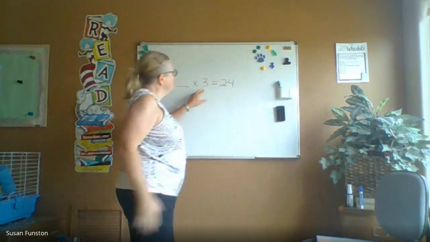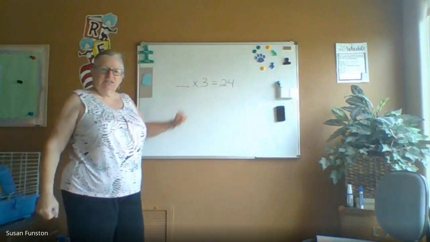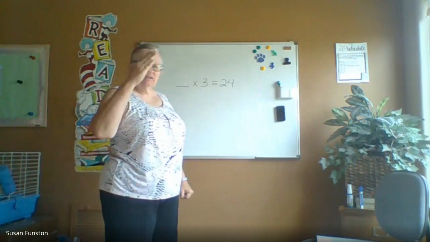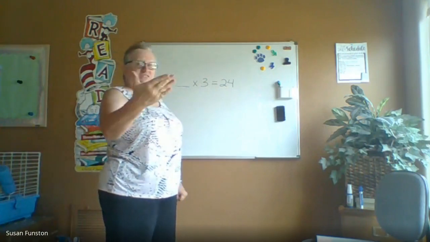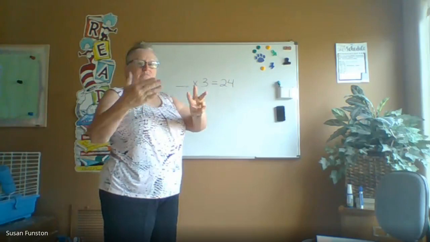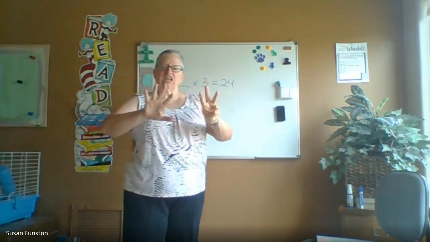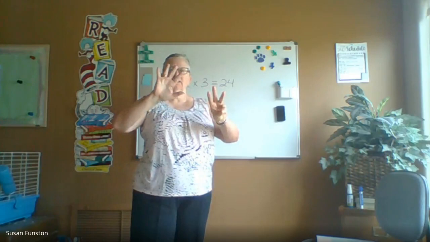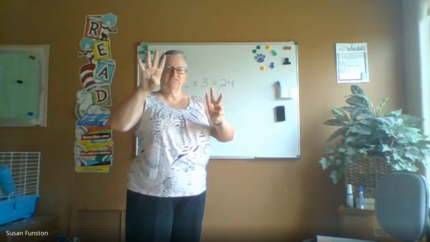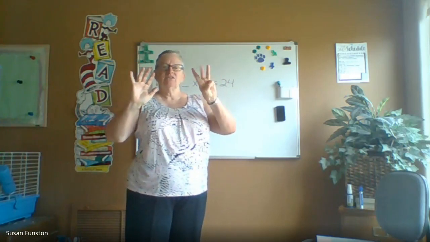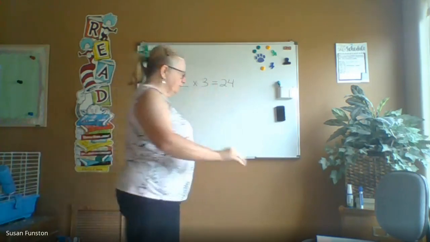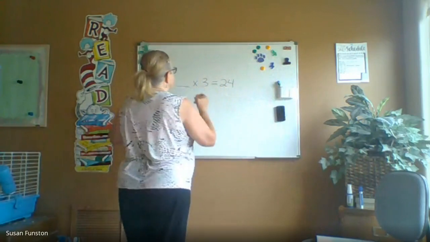Well, I know that I need groups of 3, so I can count by 3. Let's try that. 3, 6, 9, 12, 15, 18, 21, 24. So I put up a finger each time I said a number. Let's look at it again. 3, 6, 9, 12, 15, 18, 21, 24. How many fingers do I have up? 8. So my answer is 8.